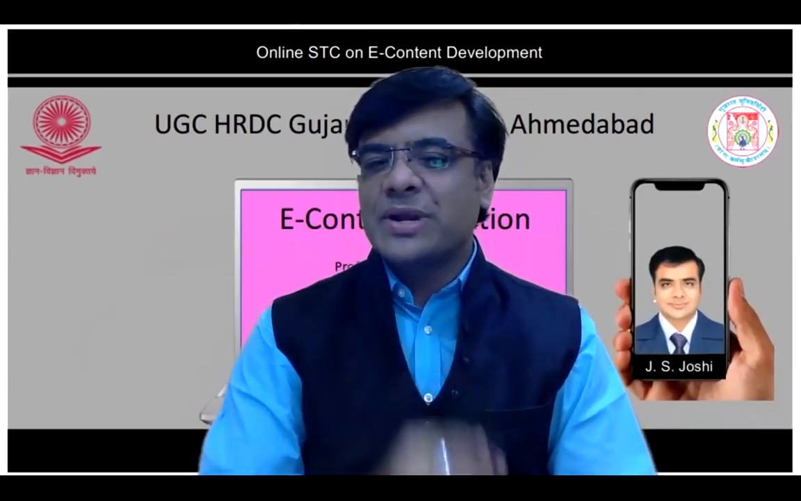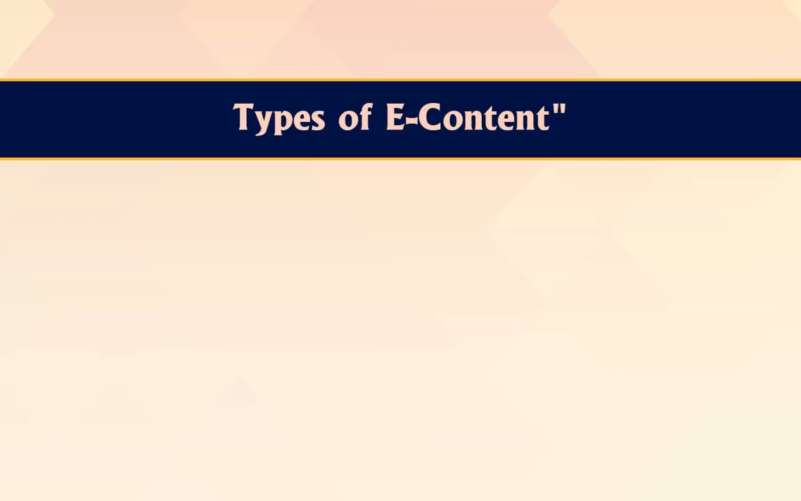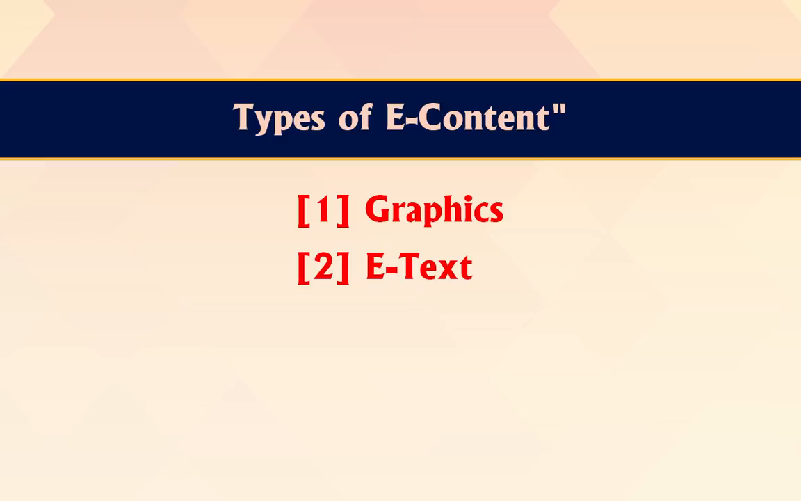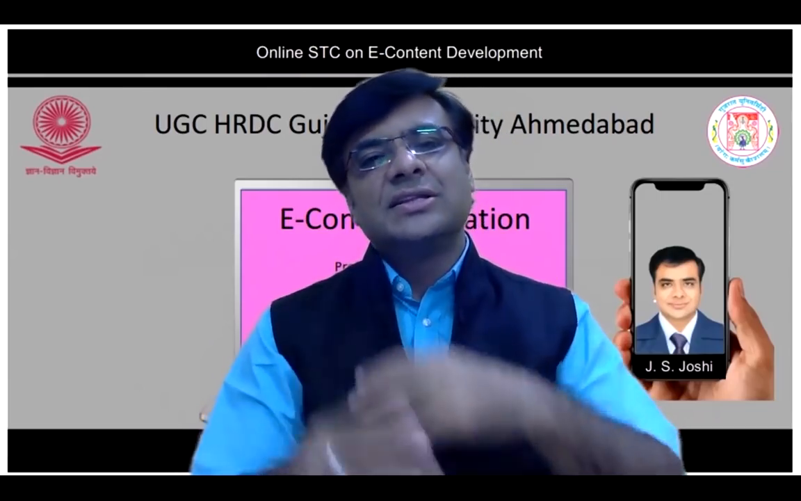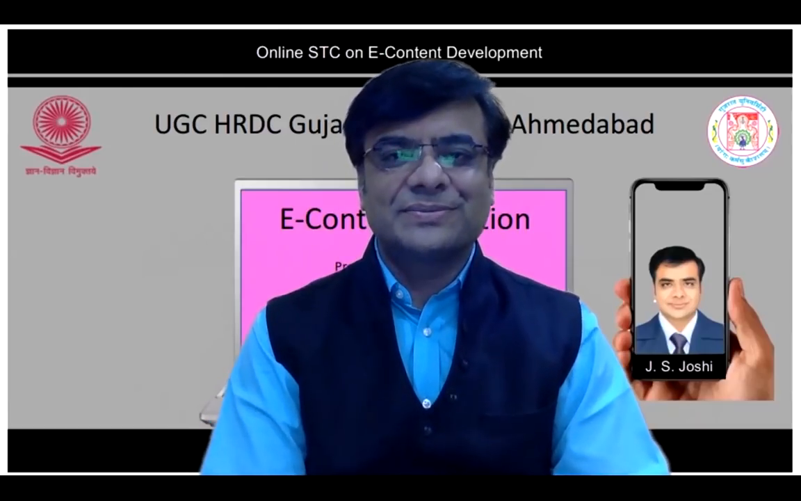Do you remember how many types of e-content there are? Yes, just tell me. 4. So there are 4 types of e-content. Just let me remind you. What is the first one? Graphics, then e-text, then audio, and then video. We can mix all of this and create a lot of other types of e-content also. But these are the basic things I would like to talk about. There are animations and many other things, but they can fall under these categories.